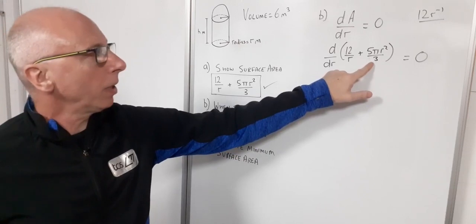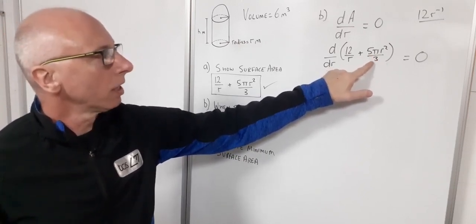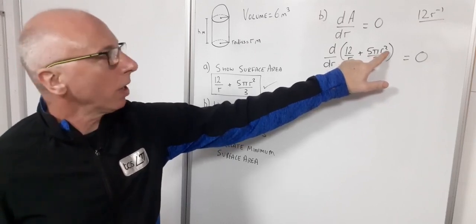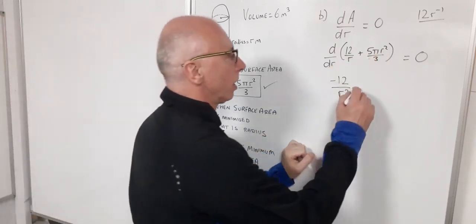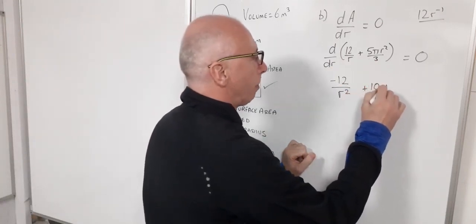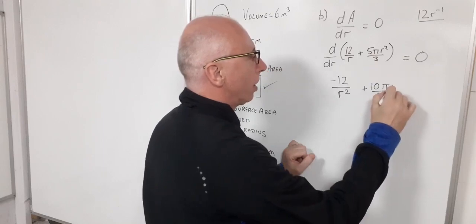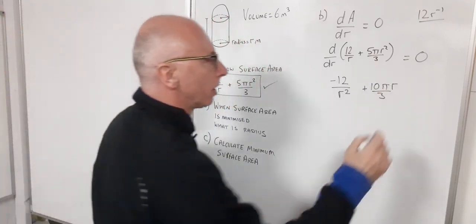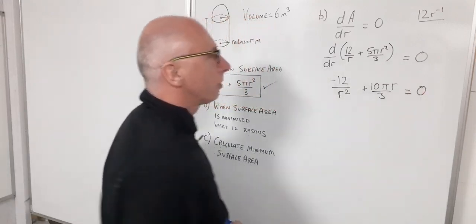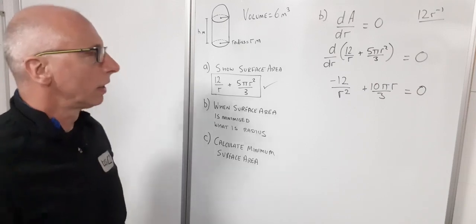But we've got this one here. 5 pi r squared over 3, so our coefficient here is 5 pi over 3. Taking the derivative, I'll multiply everything by 2 at the front. So that's going to give me 10 pi over 3, so plus 10 pi over 3, and then reduce the power by 1. That's just going to give me an r. And then set that to 0. So now, got the derivative, set it to 0. Let's see if we can solve for r.